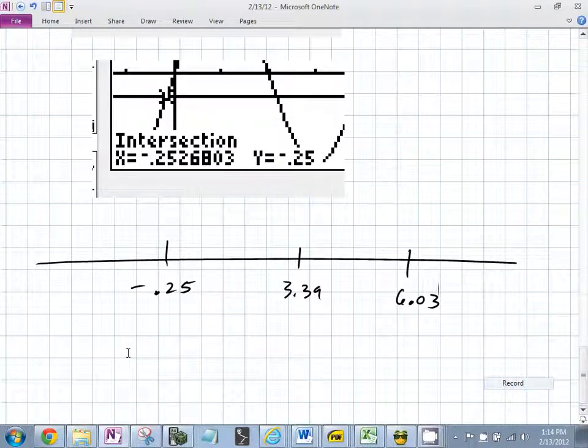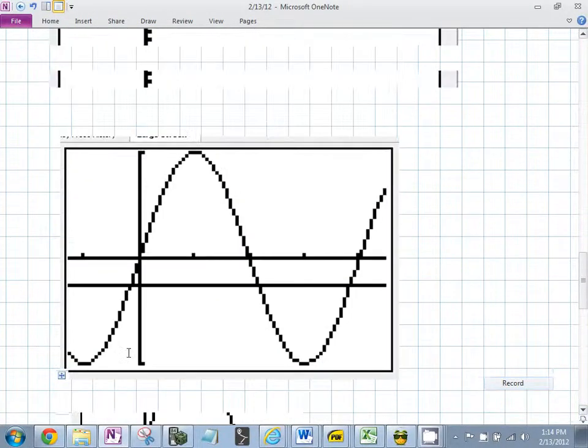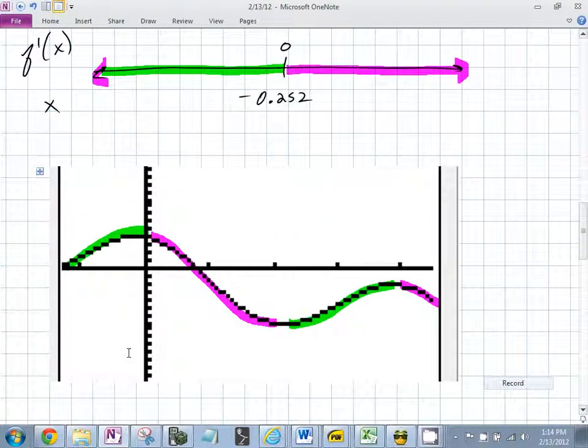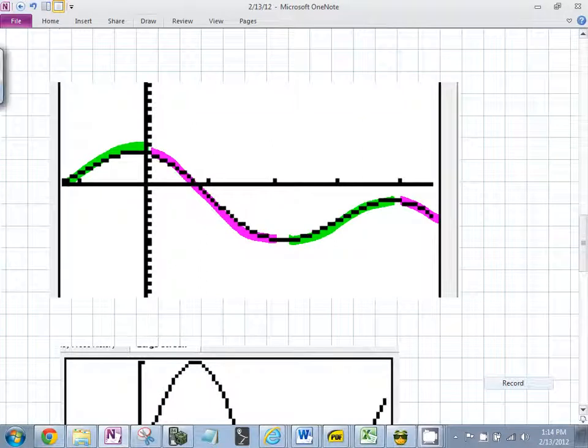We have to check 4 regions, everybody. Now let's just take a look at the graph here. If we just look at the original function here, what it's telling us is that the derivative is 0 here at -0.25. Here at, what is that? 3.03. And here, which is what? 6.03. So we can actually tell just from the graph here.